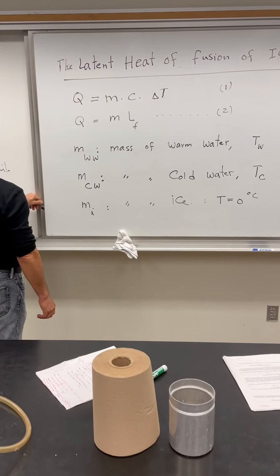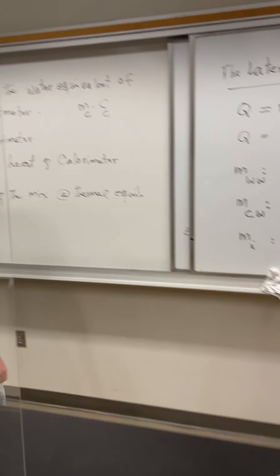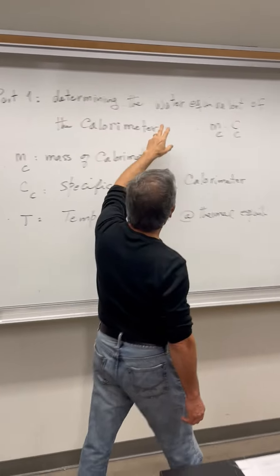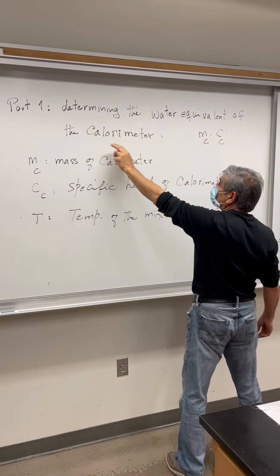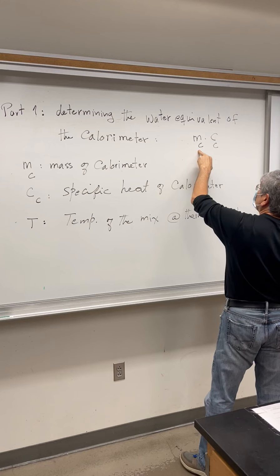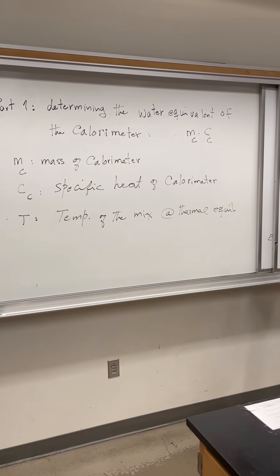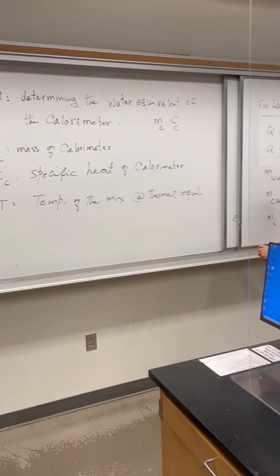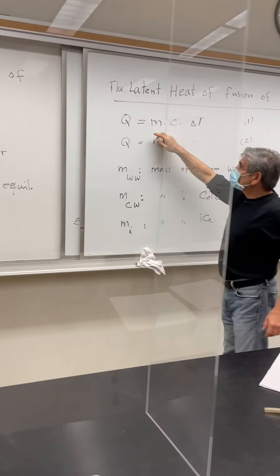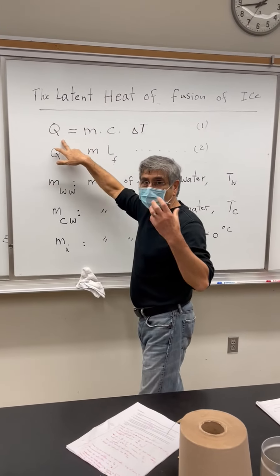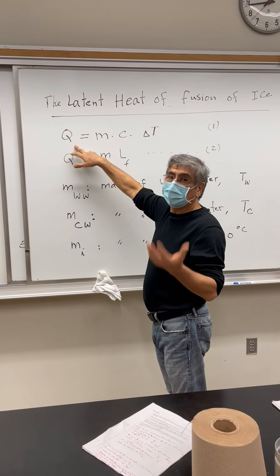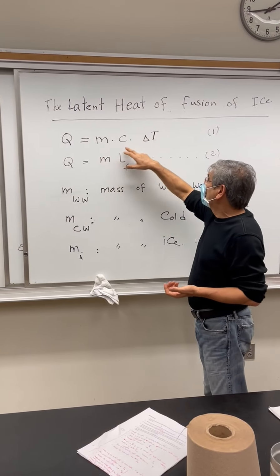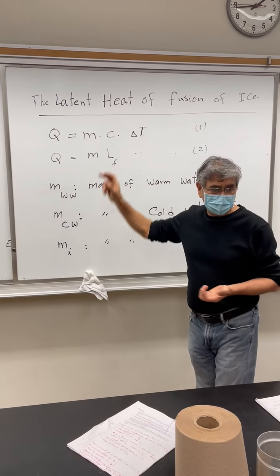Then we are going to do part 1 of the experiment. We want to find the water equivalent of the calorimeter, M of the calorimeter times the specific heat of the calorimeter. Why we need this combination is because if you look at in here, you will see that the amount of heat that the calorimeter itself absorbs or loses is given by this equation, where M is the mass of the calorimeter and C is the specific heat of the calorimeter.